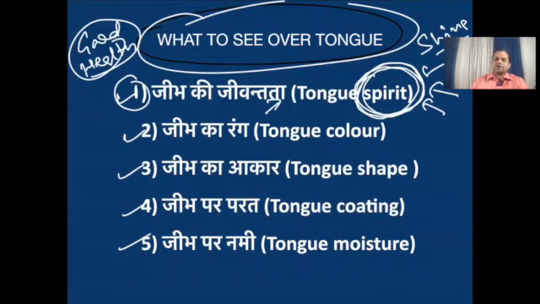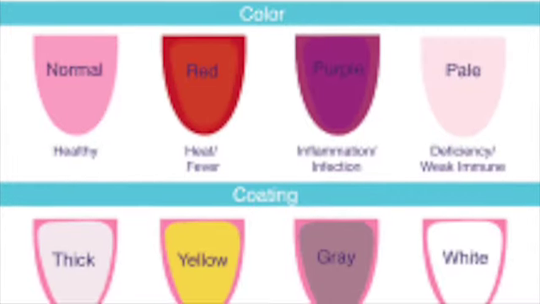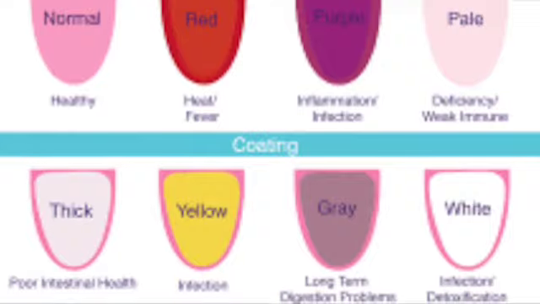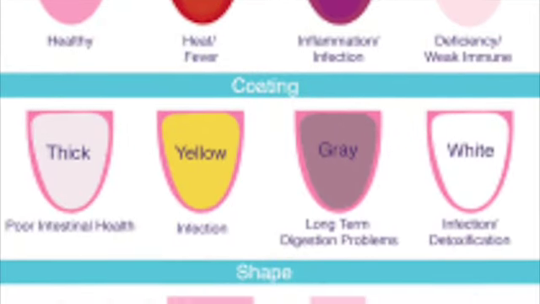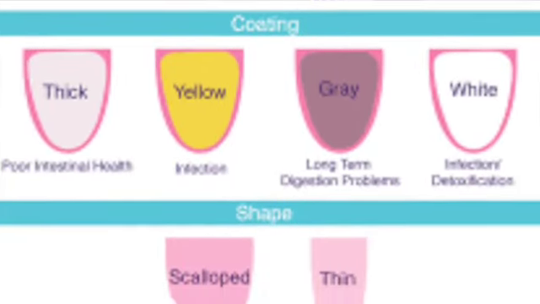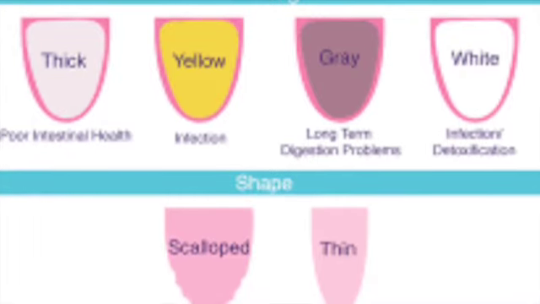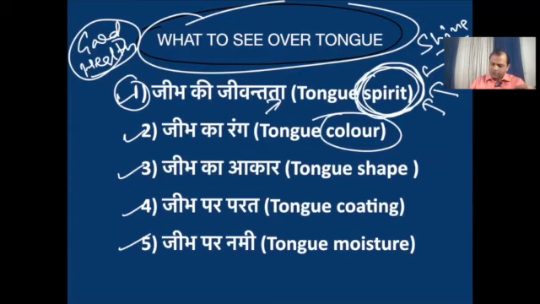Then the second thing we are looking at is the color of the tongue. So whether it is a red tongue or a pale tongue or a white tongue, or some other color, each represents many things. Third, we are looking at the shape of the tongue. Many persons have a straight tongue, some persons have a deviated tongue. So it is also telling a lot about the person.